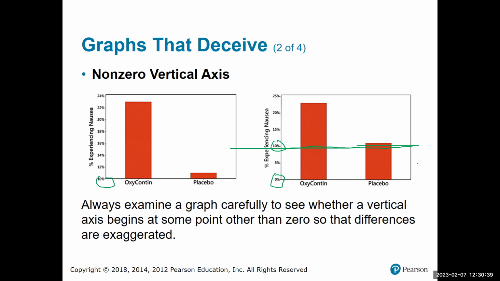When we look at the actual percentages next to each other, we can tell, well, it's maybe about twice as much, but it's not clear here, right? If you're not careful about reading the percentages on the side, it just looks like OxyContin is 10 times higher, right, for nausea than placebo. But if you look at the graph to the right, you can see that that's not the case. It's about twice as high.